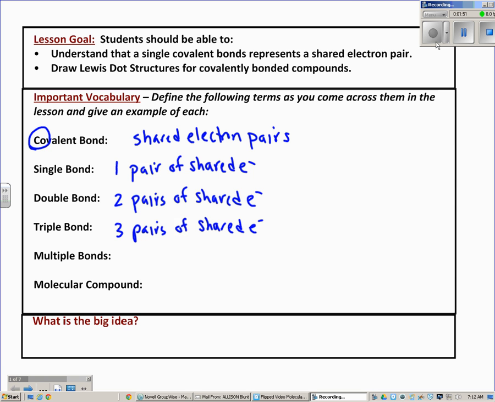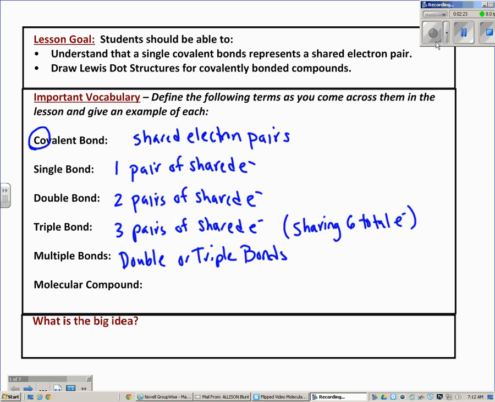If you have three pairs of shared electrons all together, the two atoms, the triple bond, is sharing 6 total electrons. And we'll see what that looks like in a few minutes. Multiple bonds just refers to double or triple bonds. That's a vocabulary word that the Regents likes to use. So multiple bonds refers to an actual double or triple bond, not a single bond.